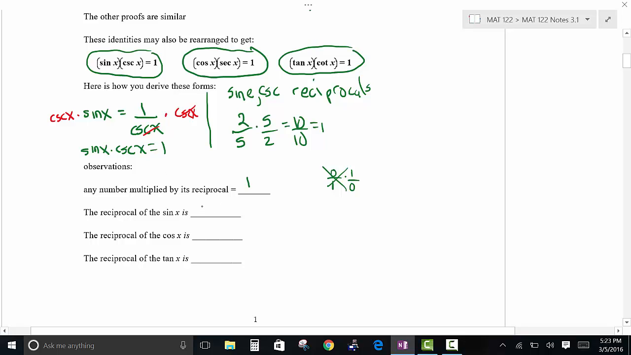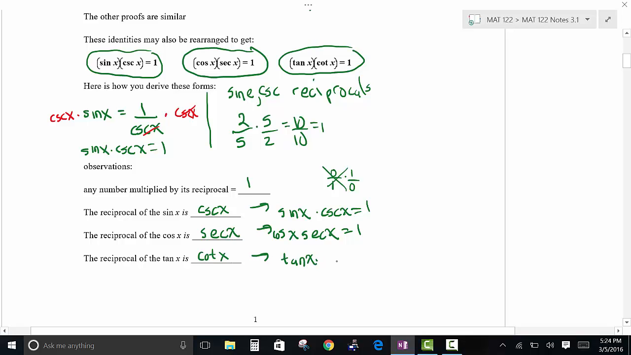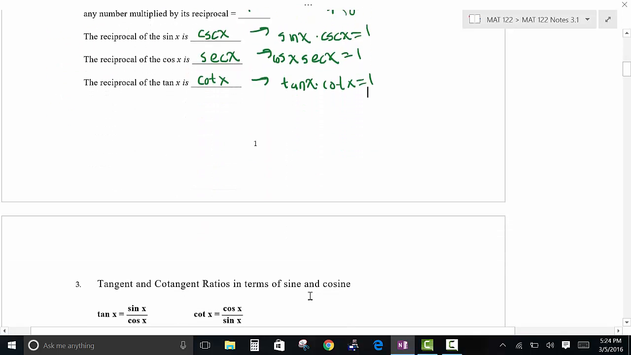The reciprocal of the sine is the cosecant. So that means we know for a fact that sine x times the cosecant of x would be equal to 1. The reciprocal of the cosine is the secant. So we know for a fact that the cosine of x times its reciprocal would be 1. And we know the reciprocal of the tangent is the cotangent. So that allows us to conclude that the tangent of x times the cotangent of x equals 1. These are what we call reciprocal identities, and they're very important to remember.